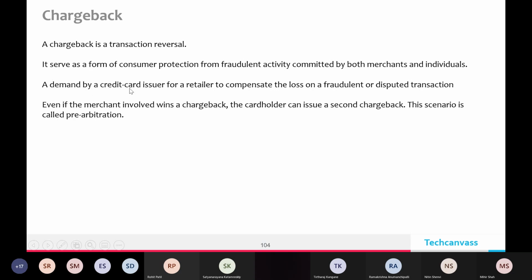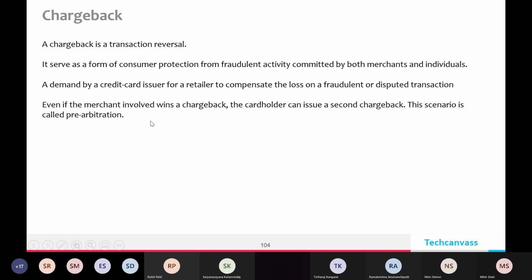So a chargeback is a demand by a credit card issuer for a retailer to compensate the loss on a fraudulent or disputed transaction. It's a demand by a customer to the credit card issuer. From the credit card issuer, the demand finally goes to the vendor. If the vendor cannot prove that it's a genuine transaction, then the chargeback request is considered valid, and whatever refund was given to the customer would remain as the refund.